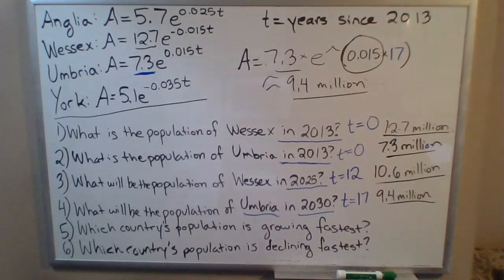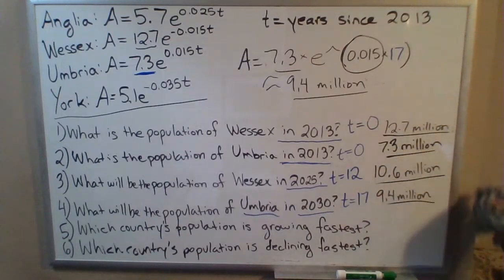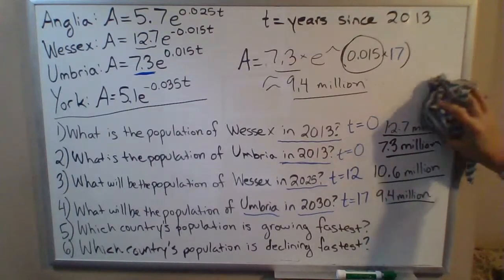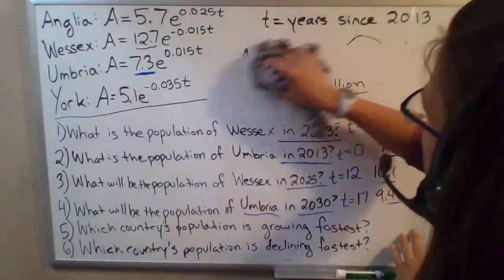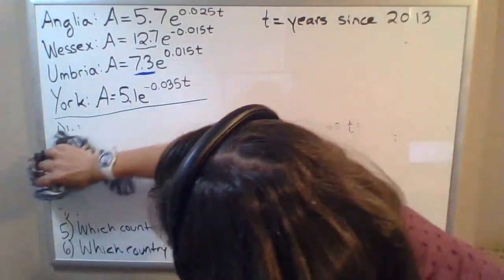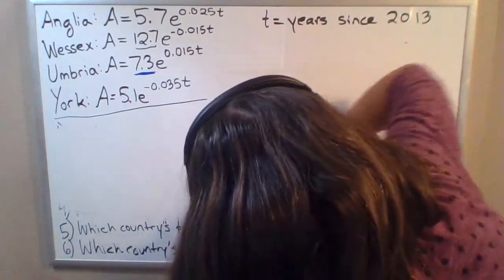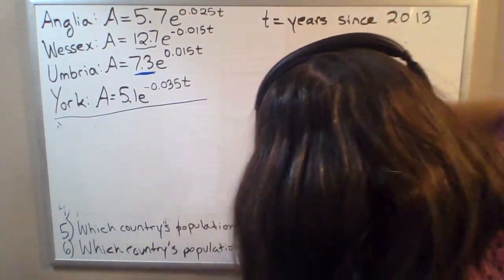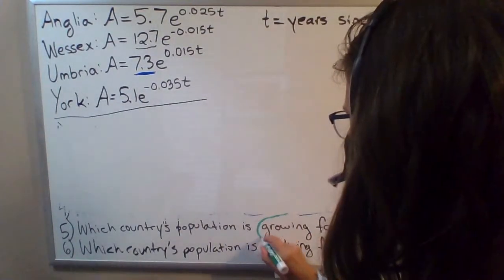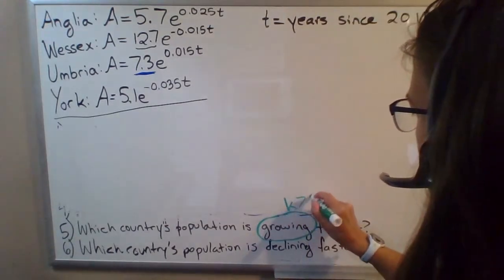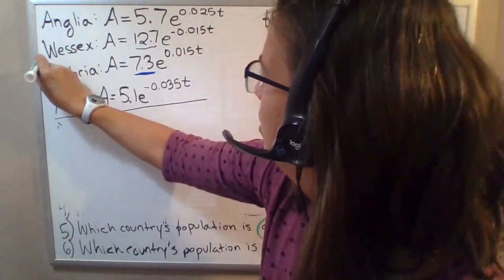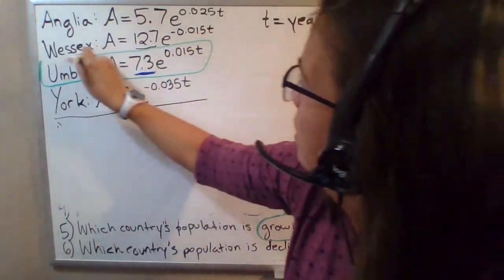So questions 5 and 6. Which population is growing the fastest? Which one is declining the fastest? I'm going to get rid of this stuff up here first of all, to have this a little less cluttered. Okay, so populations that are growing have positive values for k. So the countries that have positive values of k are Umbria and Anglia.